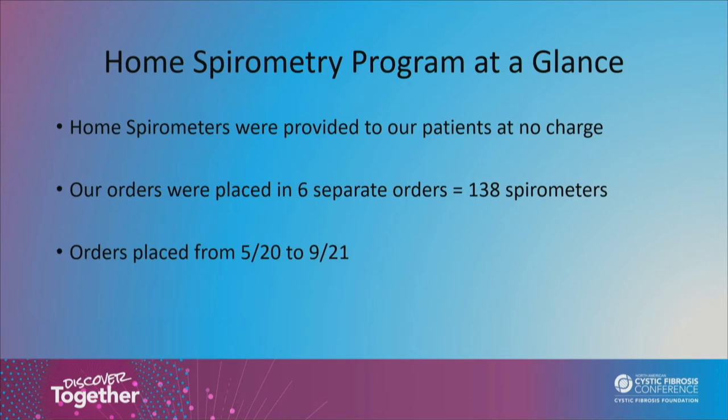Our orders were placed in 6 separate orders. So for us, that 6 separate orders is a little bit of a stumbling block because you had an order, the order went out to the patients, you started getting patients on board, and then we found out we were getting more, so we had to select more patients. We totaled 138 spirometers distributed to our patients, and those orders were placed from May of 2020 to September of 2021. So that's a really long period of time to be getting devices out, contacting patients, and doing education.